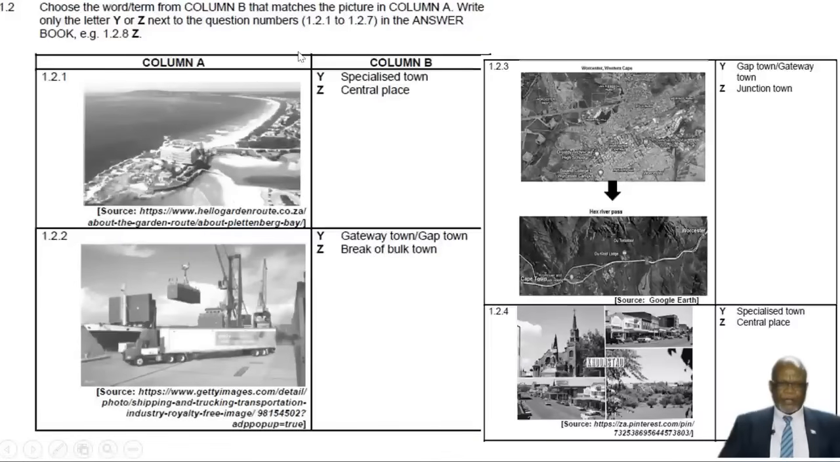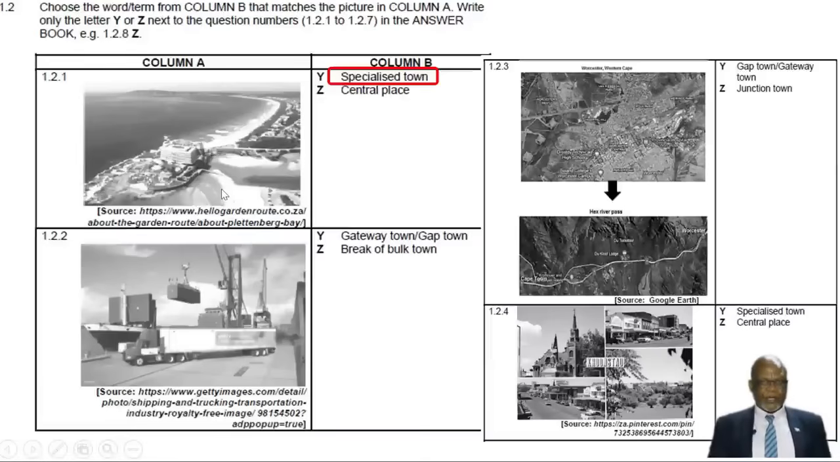And then we have all that 1.2.1 up to 1.2.7. Now we're looking at this settlement here. 1.2.1. Is this a specialized town or a central place town? When I'm looking at this, I don't see any other settlements around it. So number one, it tells me this cannot be a central place because it is not surrounded by any rural areas. So our first option there is that it is a specialized town.